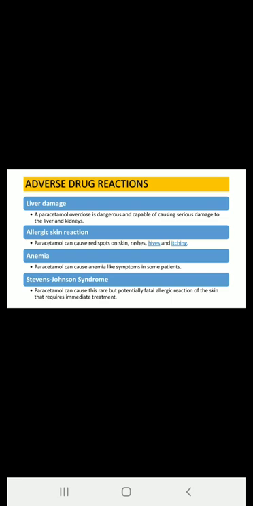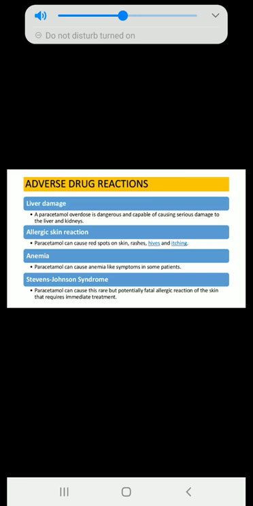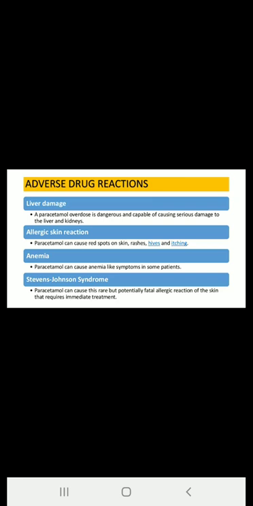Next is allergic skin reactions. What will happen? Paracetamol can cause red spots on skin, rashes, hives, or itching after its administration in overdosage. Next adverse drug reaction, or ADR, is anemia. Paracetamol can cause anemia-like symptoms in some patients, like less oxygen carrying capacity, breathing problems, vertigo, and all kinds of problems associated with anemia, right?